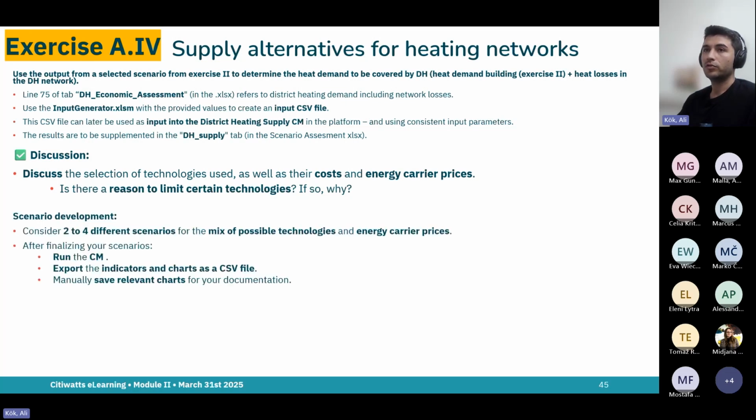Then we also recommend you to consider 2 to 4 different scenarios. This can be a mix of different technologies. So you can have more CHPs, more heat pumps. In one case, you can consider using excess heat, or you can play around with energy carrier prices. So in case of a high electricity price, low electricity price, or different excess heat prices. So we recommend you to do this scenario development and then run the model, follow the same steps, and put them in the scenario assessment file and compare your results.